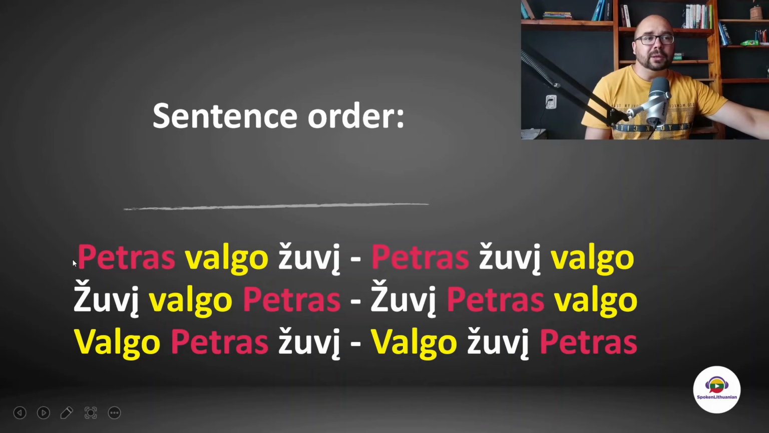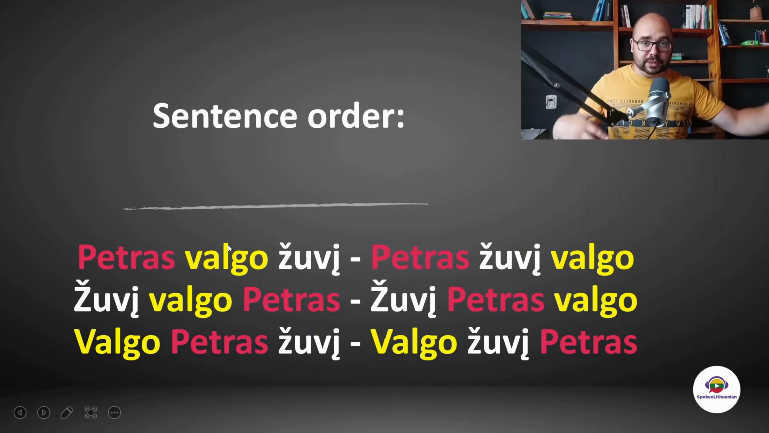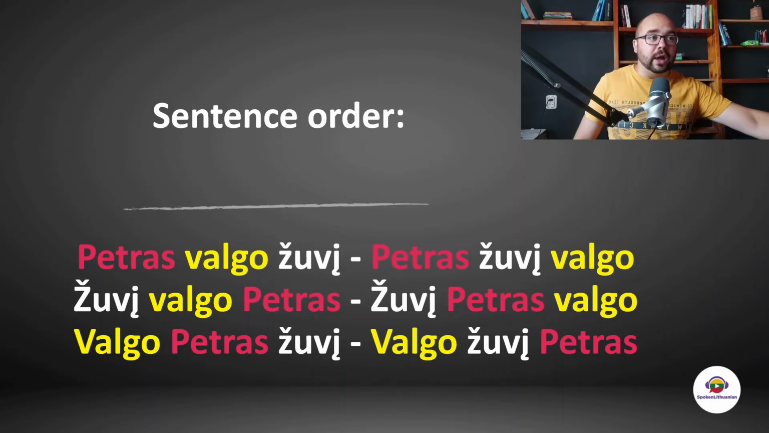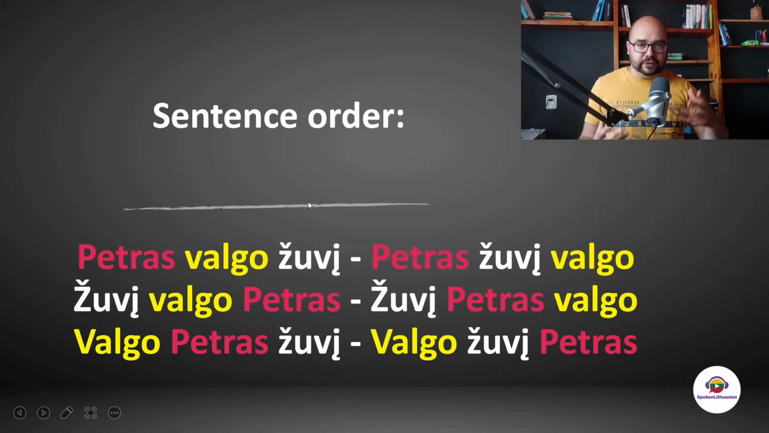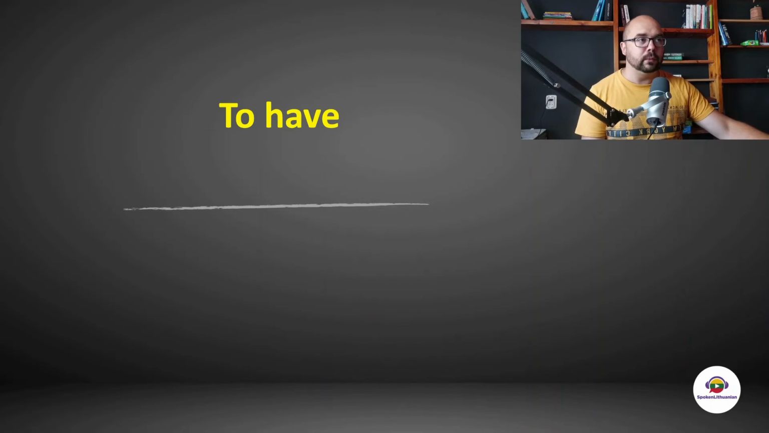Just remember that the most usual one is when you have a subject, then you have an action that a subject performs, and then you have a direct object of that action. What is being eaten in this case, which is the fish, žuvį, Petras valgo žuvį, and not something else. And let's look at one more example.